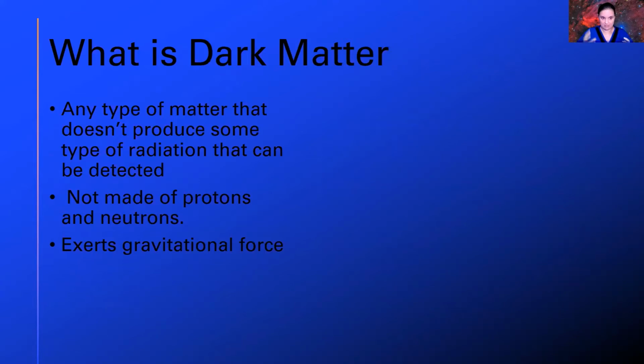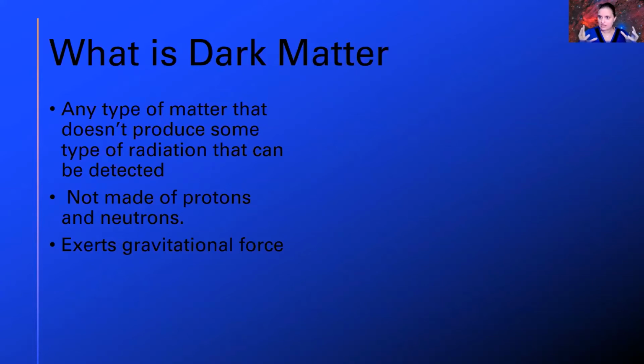Any type of matter that doesn't produce some kind of radiation that can be detected, whether it's through our own eyes, whether it's through different sensors, something of that nature, that doesn't react to energy very easily. But yet it's not made of protons or neutrons, so it's not something that we're familiar with, because protons and neutrons do interact with energy, so it's made of something else. It doesn't produce radiation, but yet we detect it because it exerts some type of gravitational force. It has mass, and it's able to pull in with that mass to attract different objects.